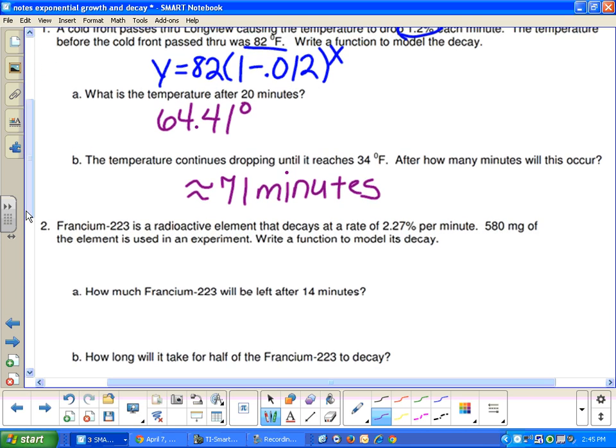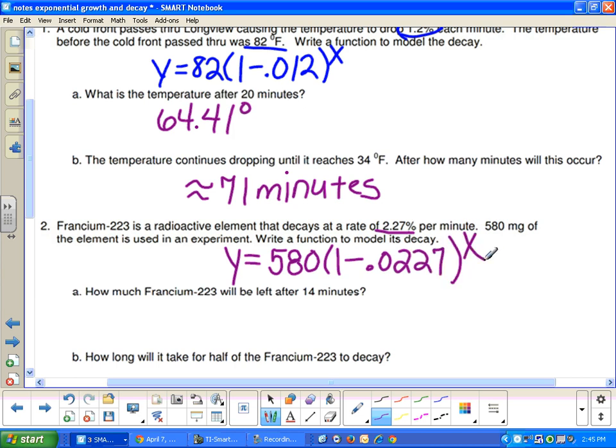A lot of you are talking about radioactive elements. This one decays at 2.27% per minute. So if we write our equation, we have our initial amount of 580, decreasing, so we change our decimal, 0.0227 to the x. If we find on our table 14 minutes, we're going to have approximately 420.55 milligrams left.